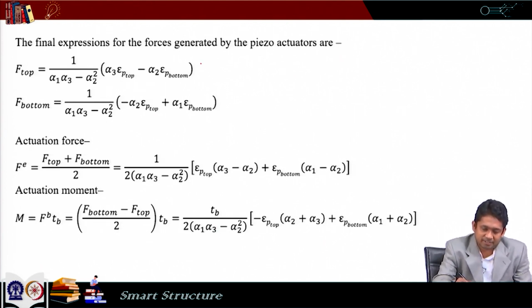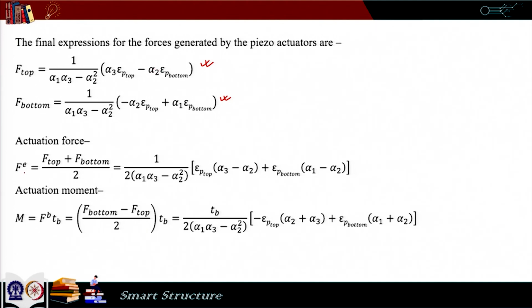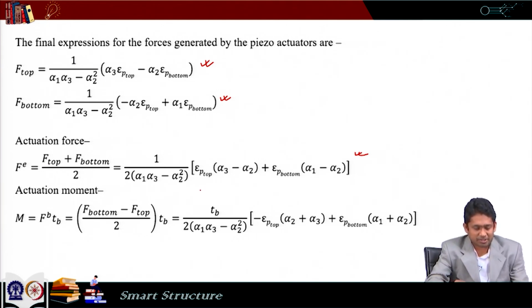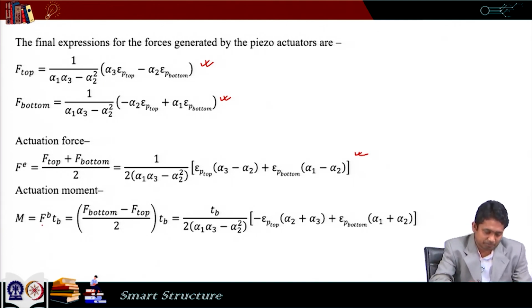After solving, these are the expressions that we get. Now, once we know F top and F bottom, we know the actuation force, the extensional actuation force, in terms of top and bottom. So, we can write this, and similarly we know the bending actuation force F b in terms of F top and F bottom, and we can write this.